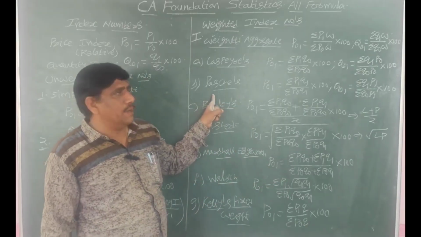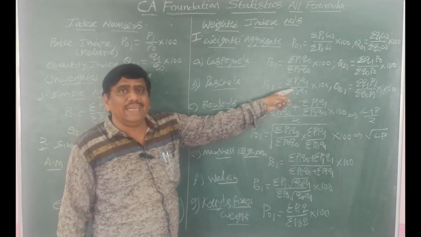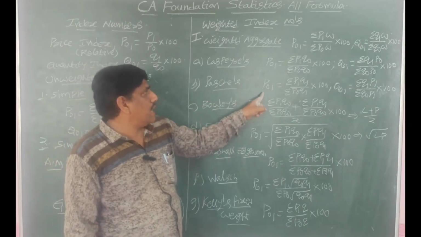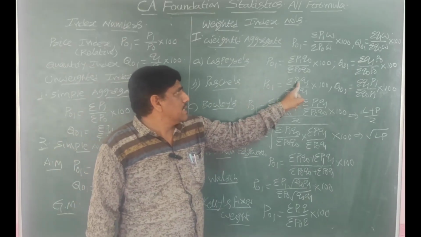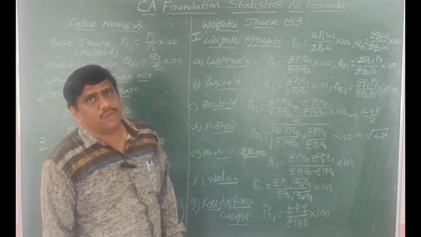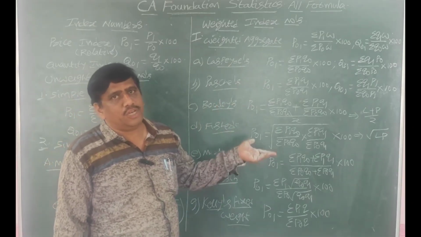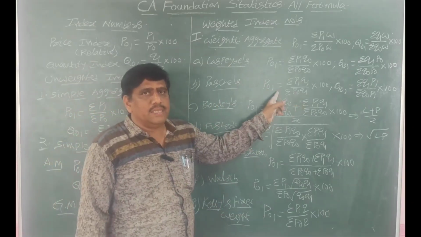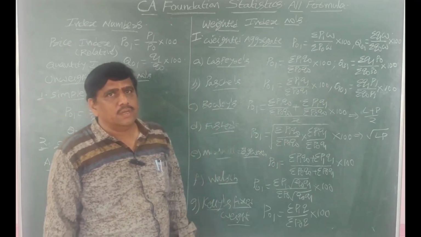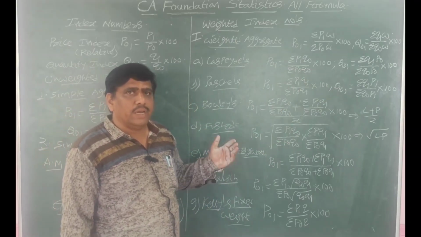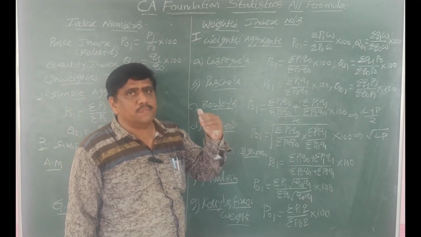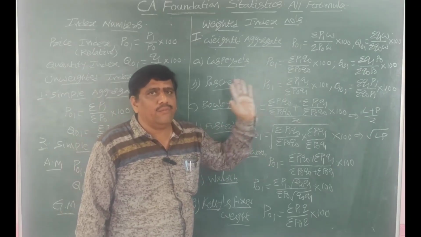Next, Paasche index number. W is Q1. The current year quantity is taken as weights. So the Paasche price index number is summation P1 Q1 by summation P0 Q1 into 100. If it is quantity, summation Q1 P1 by summation Q0 P1 into 100. Price index, quantity index. So please be careful about calculating. If it is price or quantity, please be aware and use the corresponding formula.